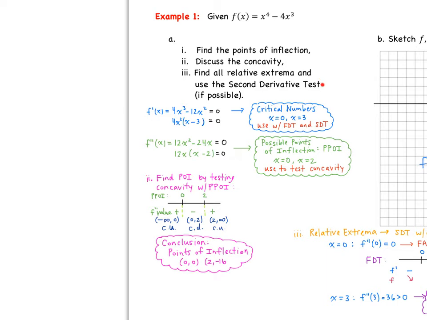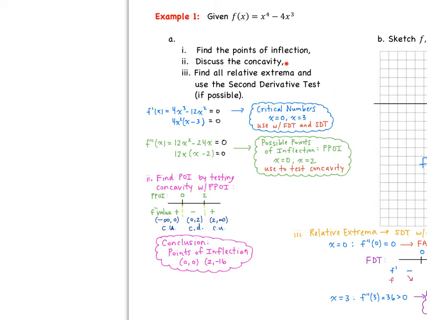Okay, so the first thing we need to do, if I'm talking about points of inflection or concavity or relative extrema, is we need our derivatives, right? So the first thing I do is find f prime. f prime is 4x cubed minus 12x squared. We need to find our critical numbers, so we set it equal to 0, and we get our two critical numbers here. We use these critical numbers with the first derivative test and the second derivative test. Okay, so we kind of put these off to the side.